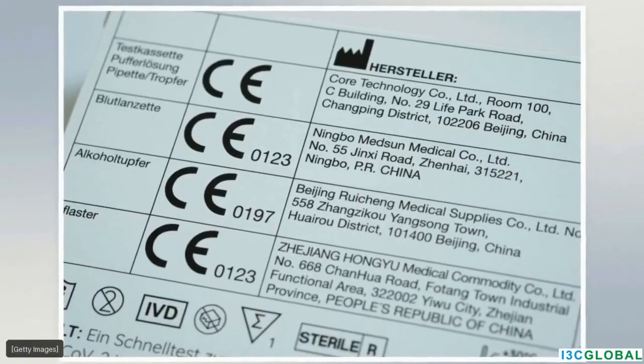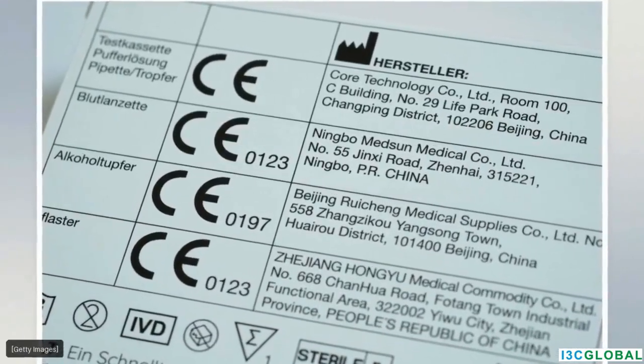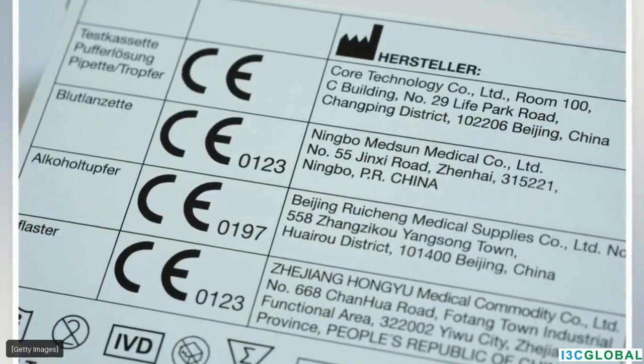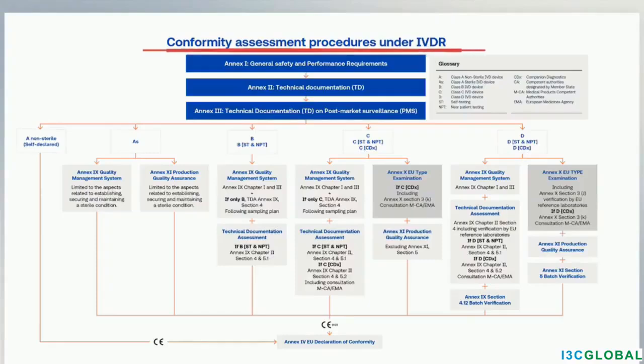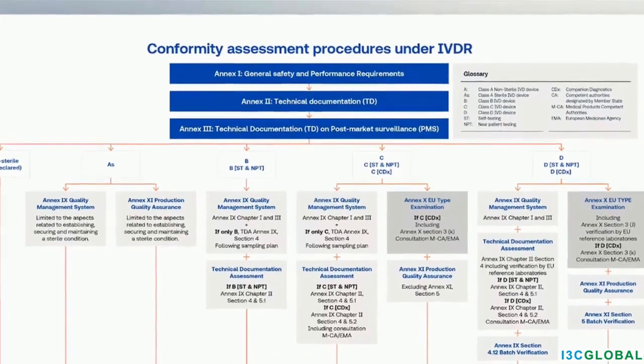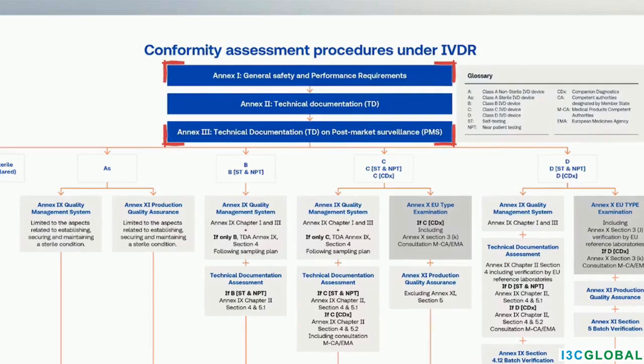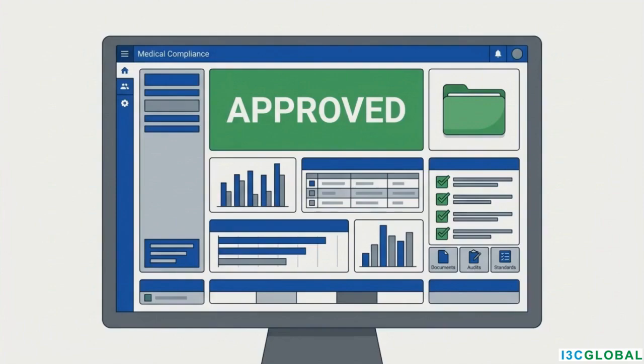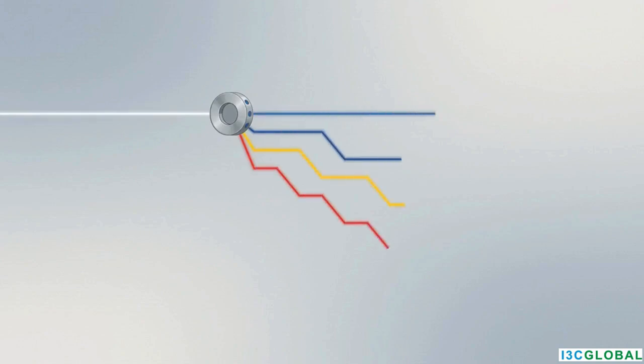This document, and the CE mark visible on this packaging, allows you to legally sell your product across the European market. This chart outlines the conformity assessment procedures under IVDR. Before the regulatory pathways diverge, every manufacturer must meet 3 core requirements. You must demonstrate general safety and performance, assemble comprehensive technical documentation, and implement a strategy for post-market surveillance. Meeting these initial standards only confirms your entry into the system. Your specific route to compliance depends on how your device is classified.